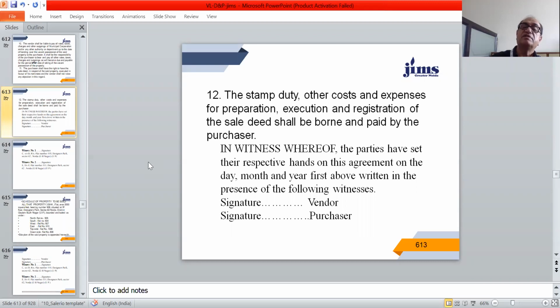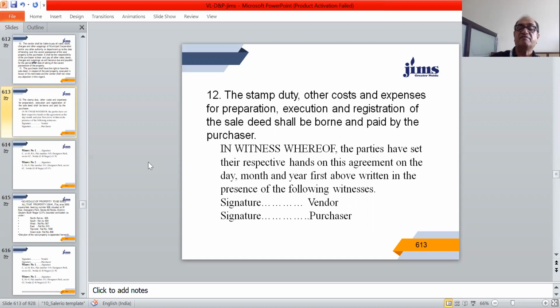And now the signature of the parties and two attesting witnesses are also required on this agreement to sell. And this last paragraph will begin like this. In witness whereof, the parties have set their respective hands on this agreement on the day, month, and year first above written in the presence of the following witnesses.